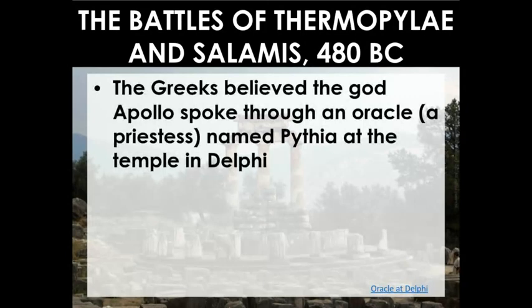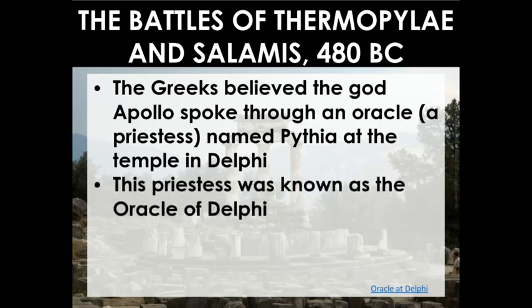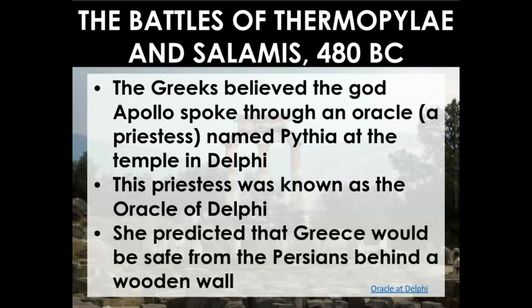The Greeks believed the god Apollo spoke through an oracle, which is a priestess named Pythia, at the temple in Delphi, which is one of the most famous oracles in history. And we have a video here. The priestess was also known as the oracle at Delphi. She predicted that Greece would be safe from the Persians behind a wooden wall.